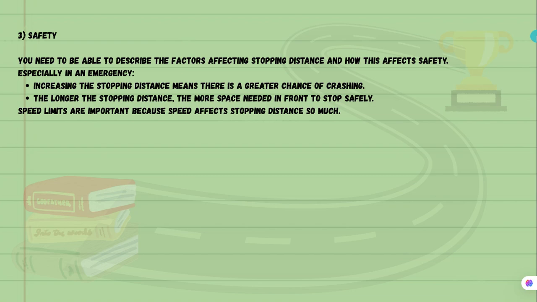Safety: you need to be able to describe the factors affecting stopping distance and how this affects safety, especially in an emergency. Increasing the stopping distance means there is a greater chance of crashing. The longer the stopping distance, the more space needed in front to stop safely. Speed limits are important because speed affects stopping distance so much.